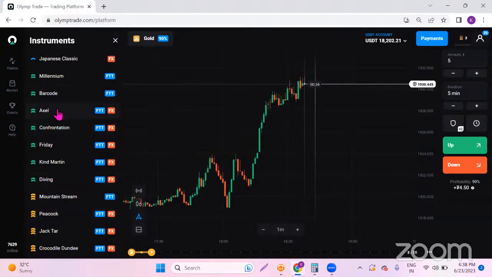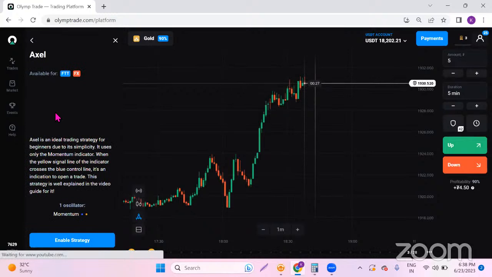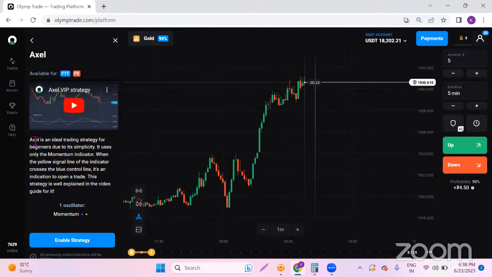Now, Excel. Excel is something that is available for fixed time as well as a Forex trader. Okay, so we will just go to the Excel strategy and we will check. Now, as we can see, we'll read the description that says Excel is an ideal trading strategy for beginners due to its simplicity. It uses only the momentum indicator. When the yellow signal line of the indicator crosses the blue control line, it's an indication to open the trade. All right. The strategy is well explained in the video.